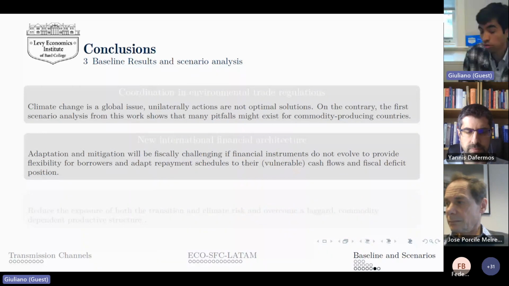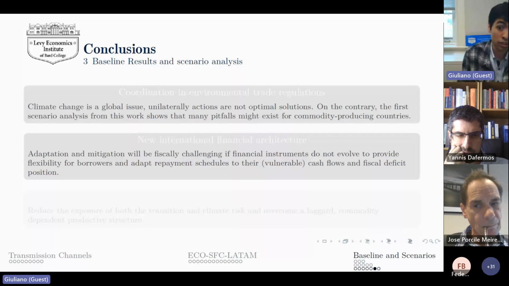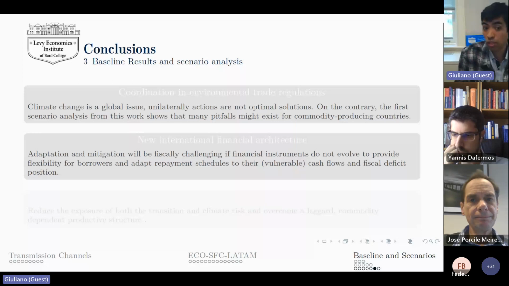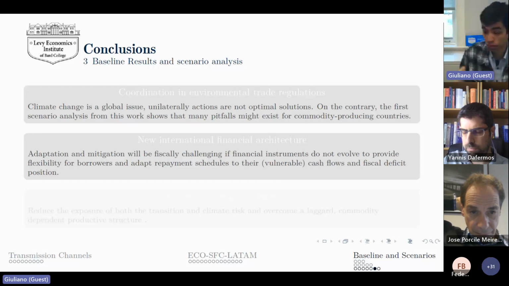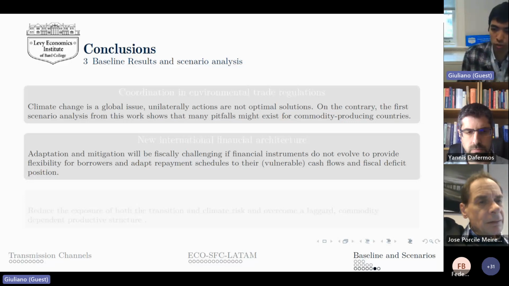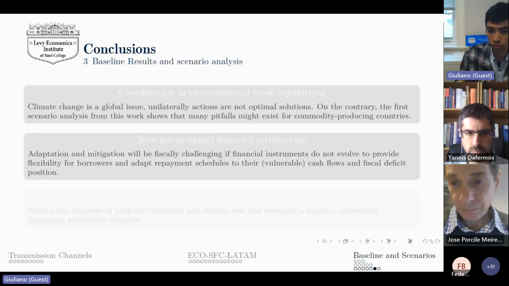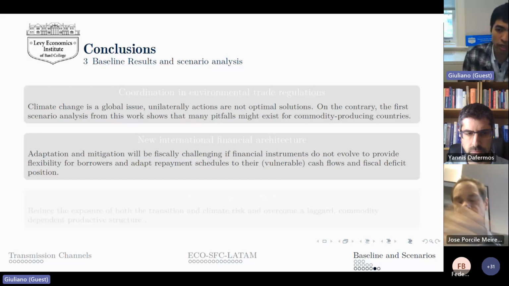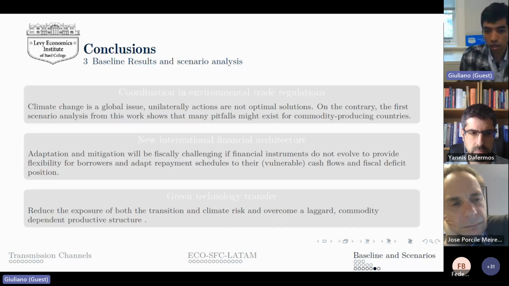So based on the results, we can argue that a new international financial architecture is needed, since the adaptation and mitigation effort will be physically challenging if both financial instruments and, most generally speaking, the international financial infrastructure do not evolve to provide flexibility for borrowers and adapt the repayment schedule via their vulnerable cash flows and fiscal deficit position, especially for these countries.